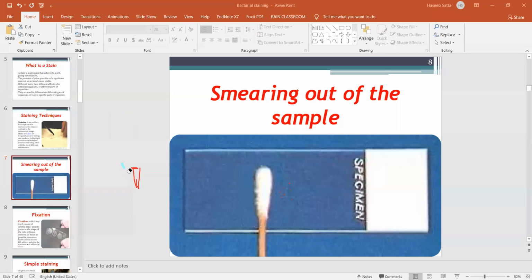So the first technique is the simple staining technique. In the simple staining technique, the first 2 steps are similar to all other types of staining methods. First is smear preparation, and second is fixation.